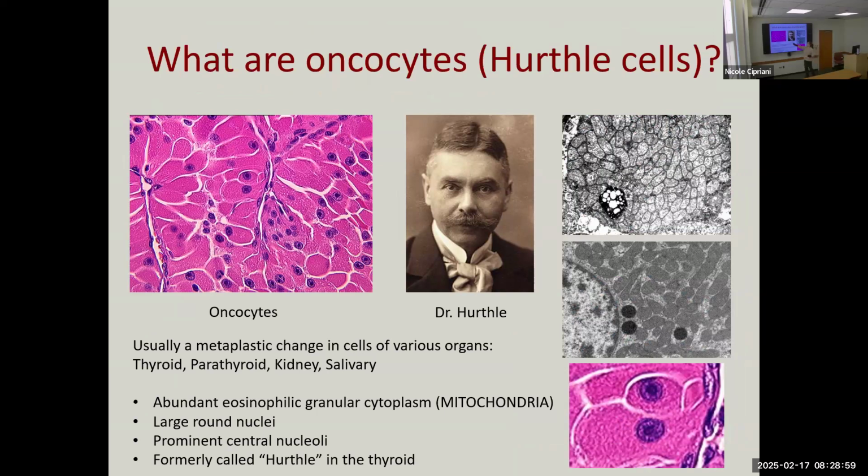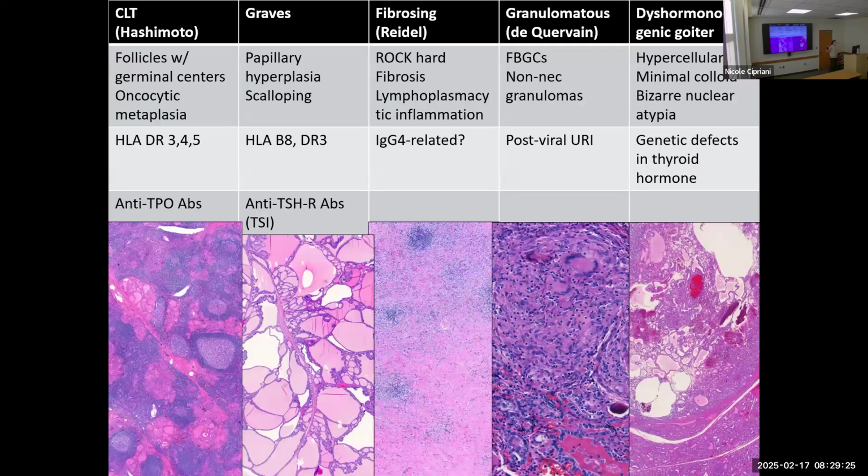Hürthle was the word for oncocytes in the thyroid gland, but because we're getting away from eponyms in pathology, and Hürthle probably didn't even describe oncocytes, he probably actually originally described C cells. So we're not calling these Hürthle cell nodules anymore, but you will see this in the literature and in history. So Hürthle specifically refers to oncocytes of the thyroid, but we call it oncocytic.